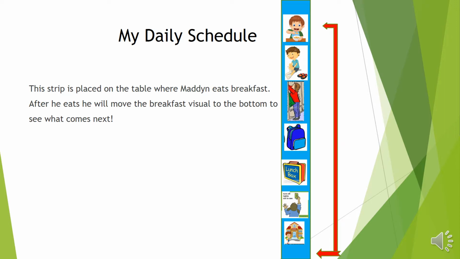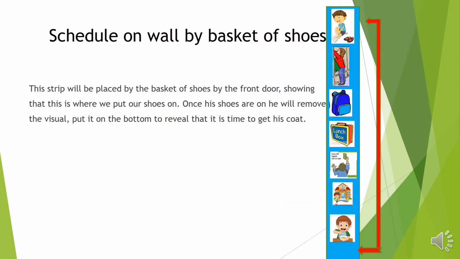And here I've included kind of an example of the strip schedule that I would put in place. This is the strip that would be placed on the table where Madden eats breakfast. As you can see on the top there is the little boy visual eating breakfast. After he eats, on the wall by the basket of shoes would be this strip with the little boy putting his shoes on at the top. Be placed by the front door, showing that this is where we put our shoes on.